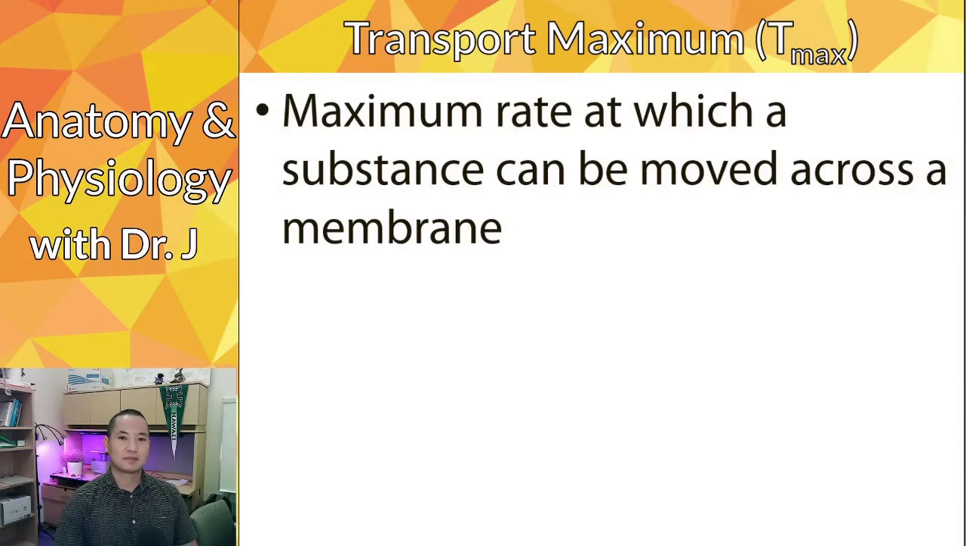So what transport maximum is basically how fast, or what's the maximum rate you can move things from one side to another in terms of membrane transport. Now we're in the kidneys, right? And where are we transporting things between in the nephron? We're transporting things between the urine that's forming in the tubule and the surrounding capillaries. So transport maximum is the maximum rate you can bail out things from the filtrate, or forming urine, back into the capillaries of the nephron.